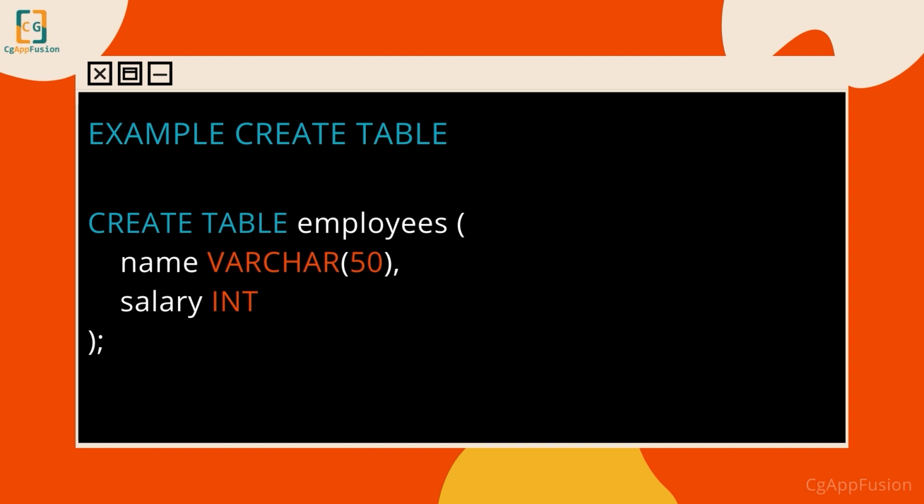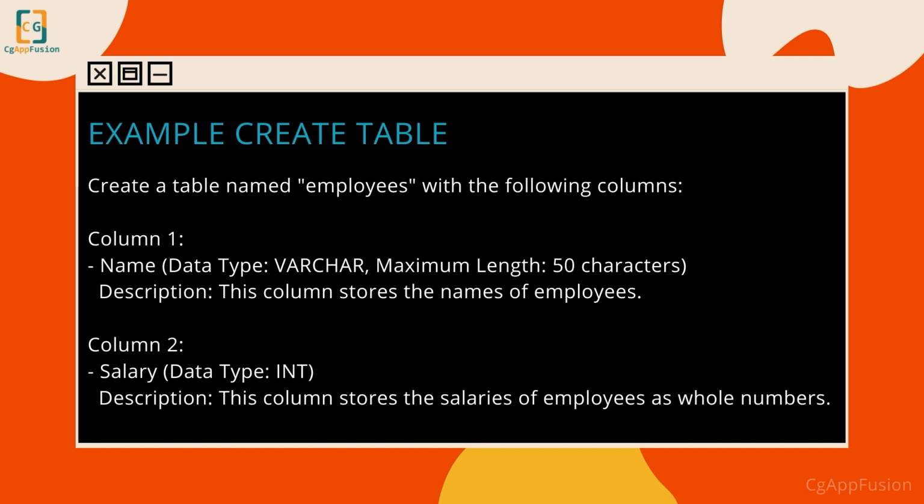Let's break down this code. Create table named employees with the following columns. Column number 1, name, data type varchar with the maximum length of 50 characters. This column stores the name of employees. Column number 2, salary, data type int. This column stores the salary of employees as a whole number. I know that a decimal number is a better fit for salary, but for now we're just gonna use int.